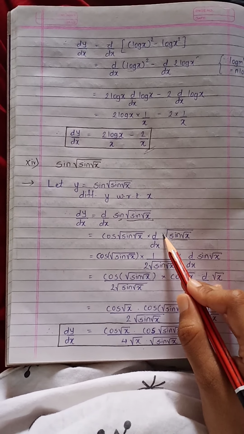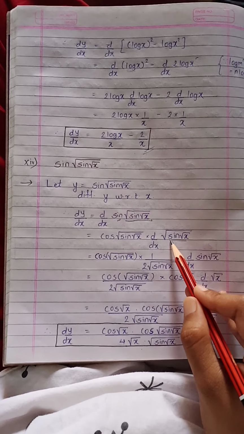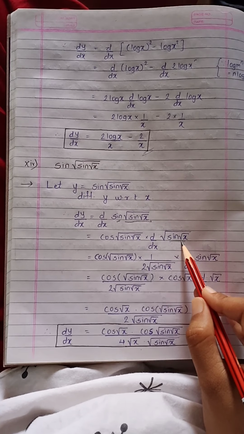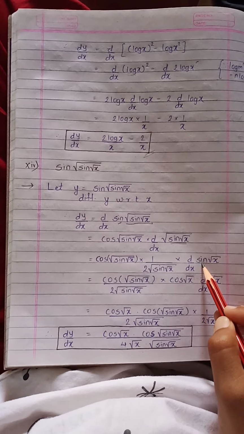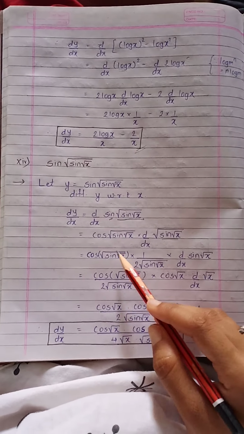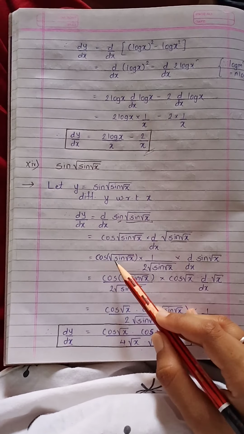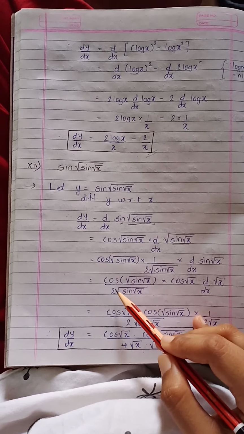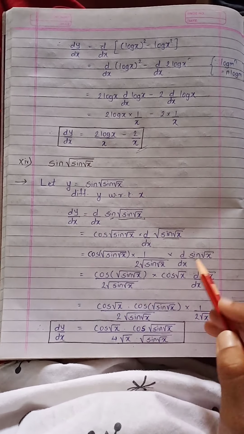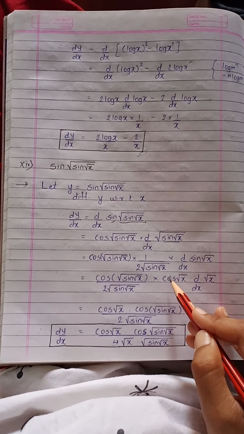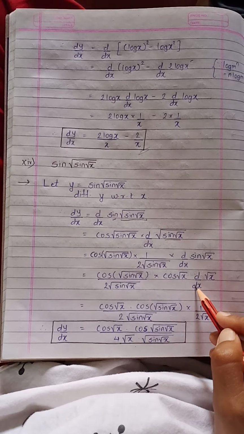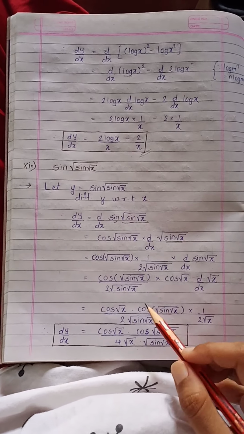inner part, because we have already considered the root here, so the extra part is only what is inside, so the derivative of that in multiplication. Now arrange this and write cos of root sine root x upon 2 root sine root x into the derivative of sine is cos, so cos of root x, and in multiplication the derivative of this root x.